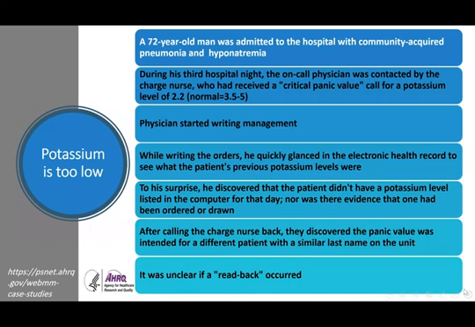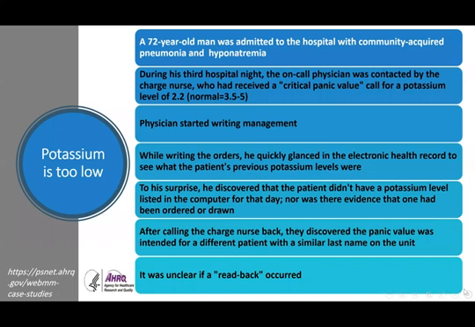So this was a case report of a 72-year-old man who was admitted to hospital with community-acquired pneumonia and hyponatremia. During his third hospital day, the on-call physician was immediately contacted by the charge nurse because the nurse had received a critical panic value for potassium, it was 2.2. The physician immediately came to the ward and started writing the management. While writing, the physician thought, because he's on call and doesn't know this patient, let me see the electronic health record to see what the previous potassium level was.